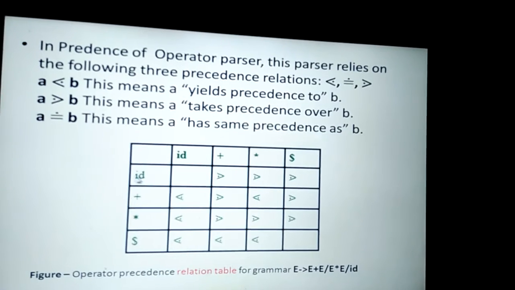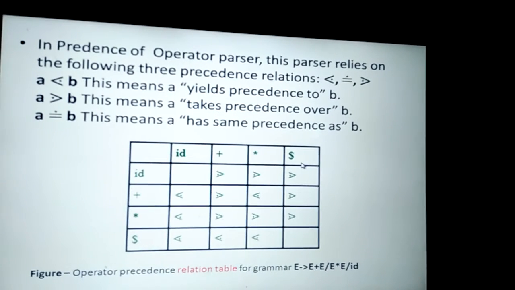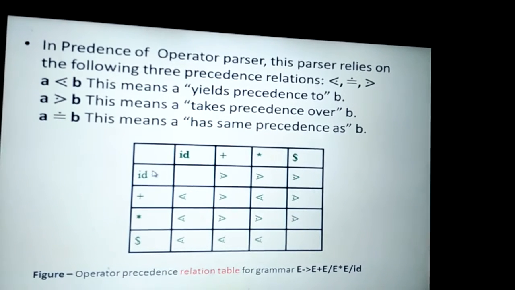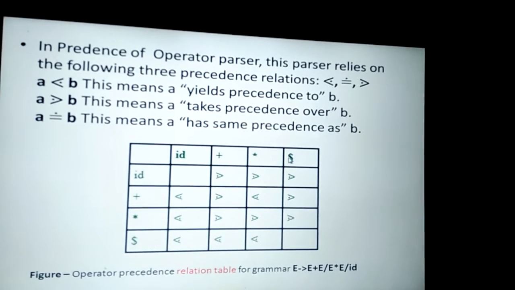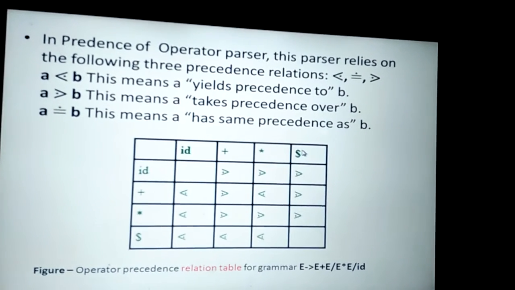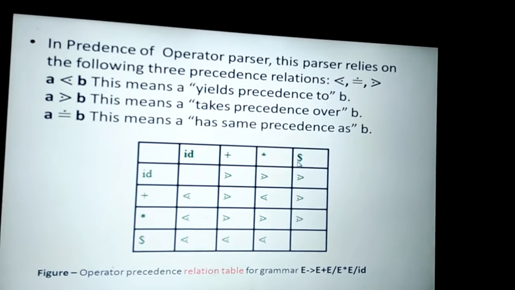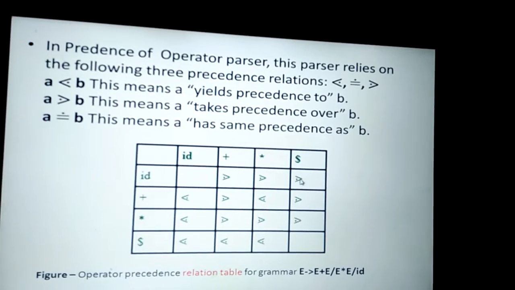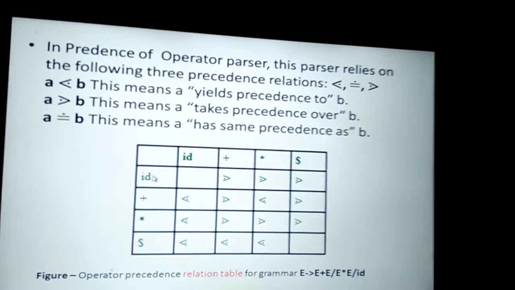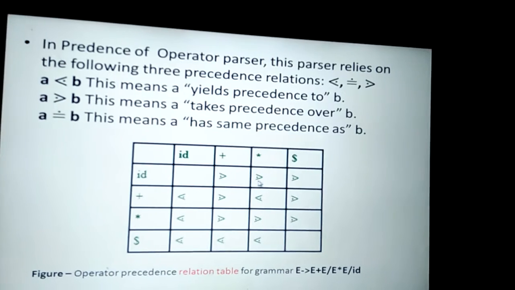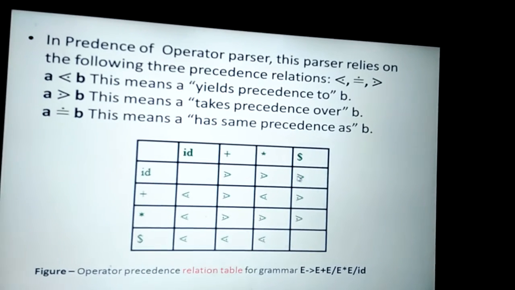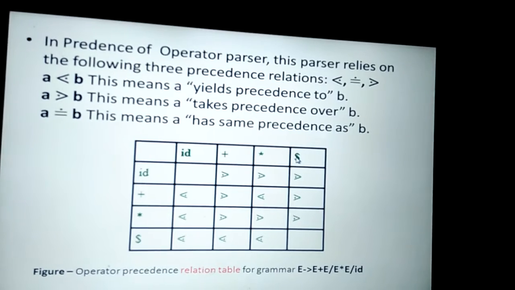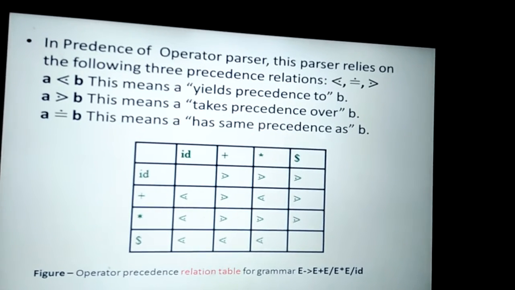The next identifier is compared with the dollar. So the identifier is compared with the dollar operator, meaning naturally the dollar has the least precedence among all the operators, whatever they may be. So naturally the identifier yields the greater relation on the dollar.